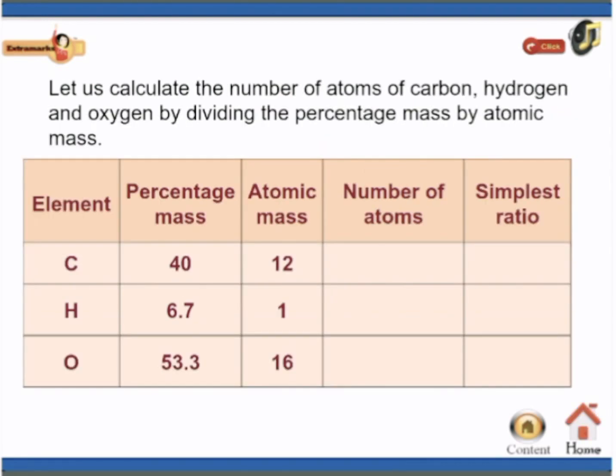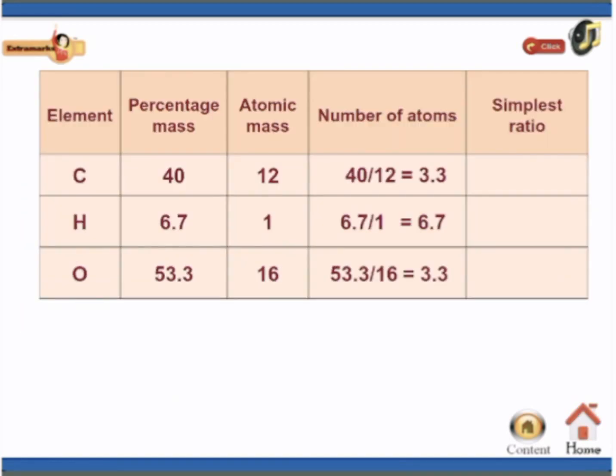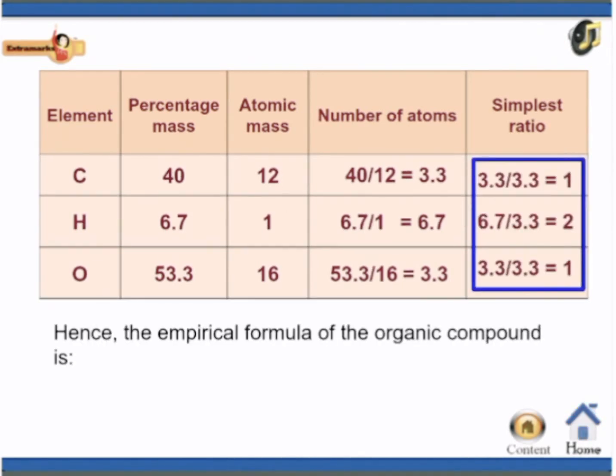Let us calculate the number of atoms of carbon, hydrogen and oxygen by dividing the percentage mass by atomic mass. Hence, the empirical formula of the organic compound is CH2O.